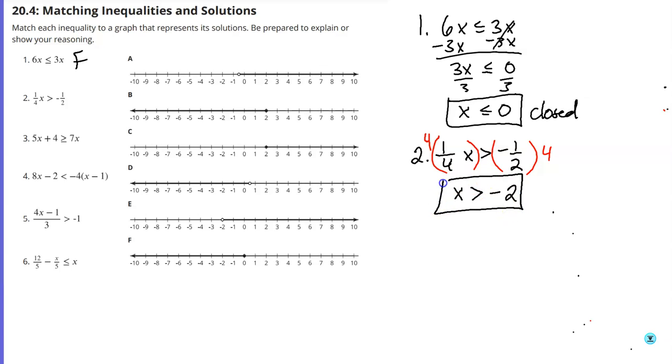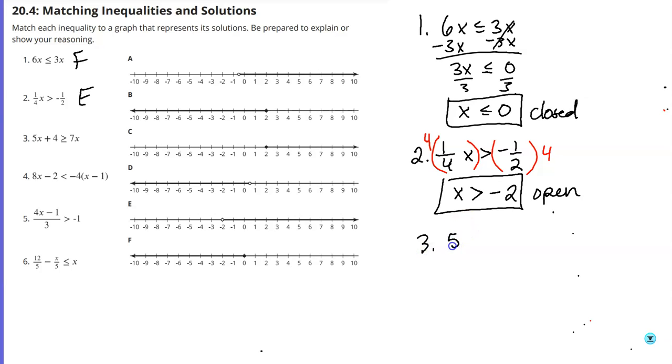Okay, first of all, I'm looking for the point that's at negative 2. And it should be, since it's not equal to, this should be an open circle. So let's find negative 2. This is the only one that has an open circle on negative 2, and it says x is greater than. Yep, this is everything greater than. So that was E.